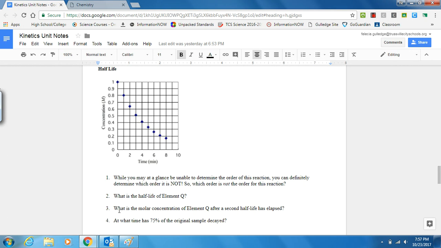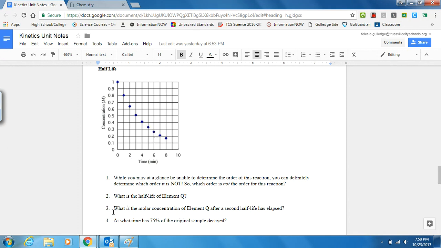Now, there's a next question. What is the molar concentration of element Q after a second half-life has elapsed? Well, if one half-life is 3 minutes, and we just determined that, how many would 2 half-lives be? It would be 6 minutes, since 3 times 2 is 6. So I have to figure out what my concentration is at 6 minutes. It's in between 0.2 and 0.3, so we can say it's around 0.25 molar for our answer. Pretty simple. All you have to do is be able to read a graph.